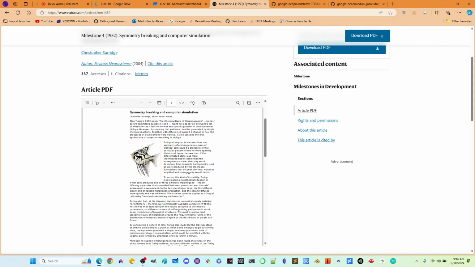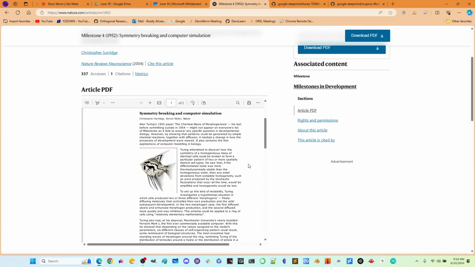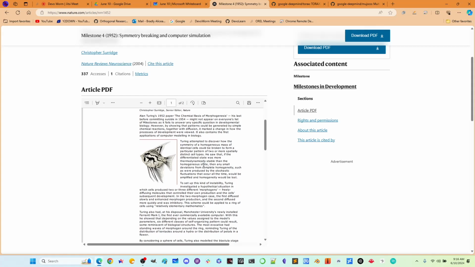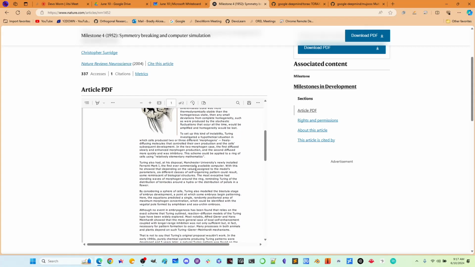So, what was Turing trying to do? He was trying to discover how the symmetry of a homogeneous mass of identical cells could be broken to form a particular pattern of two or more spatially distinct cell types. We call this symmetry breaking now, but at the time, this was the problem he was working on. So he came up with this idea of morphogens, and then, as we'll see in this collection, the discovery of actual morphogens came later. But this gives you this historical framework, or this theoretical framework back in history, and then being able to frame.